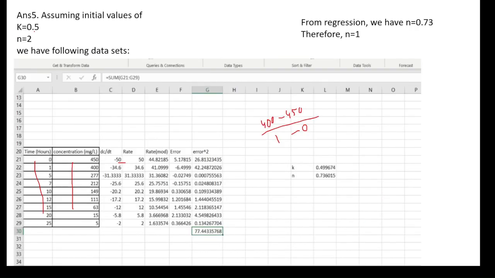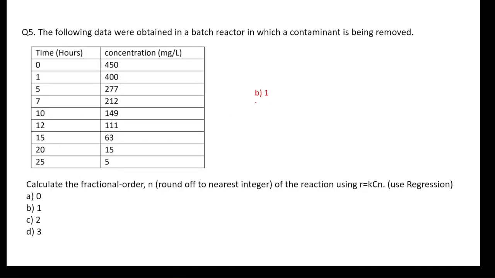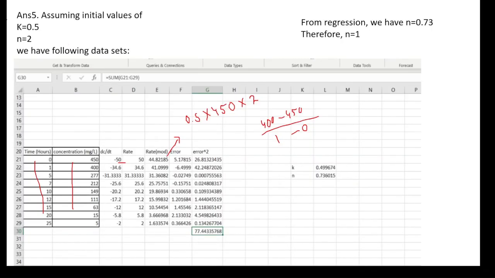K is 0.5, C is this value, and n is 2. So the model rate is 0.5 into C, like for C, if it is 450, raised to n, where n is 2. We can find KC^n and we will get the values.